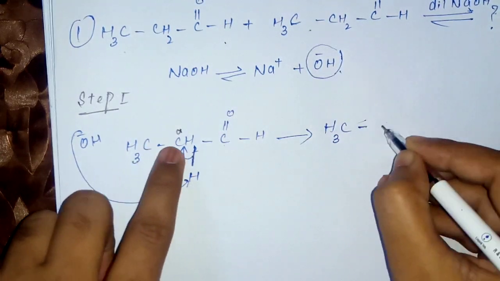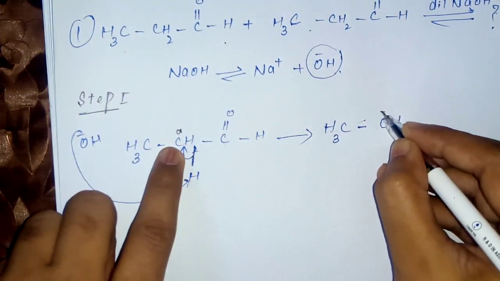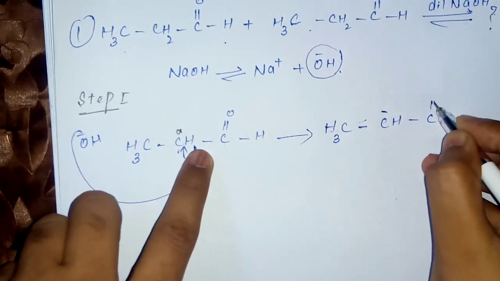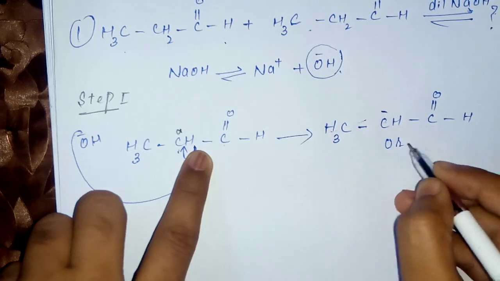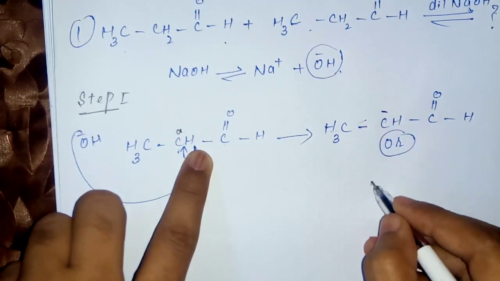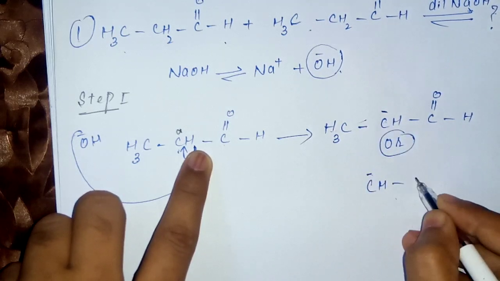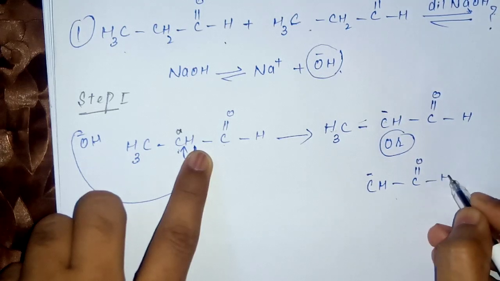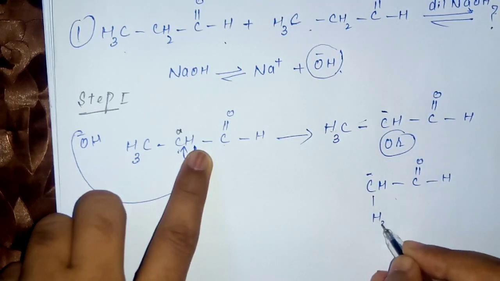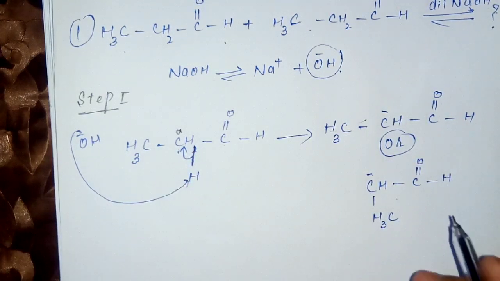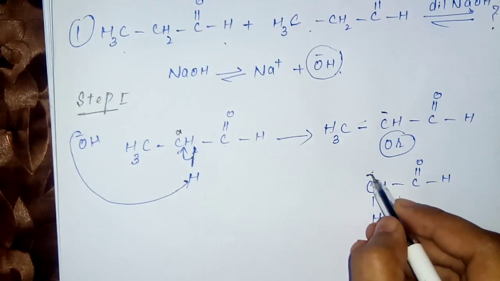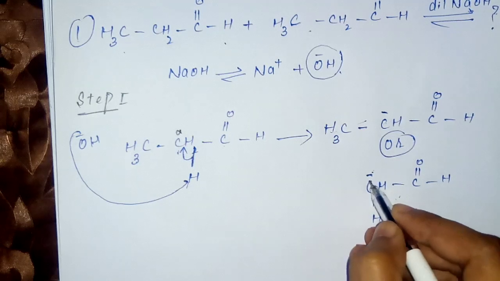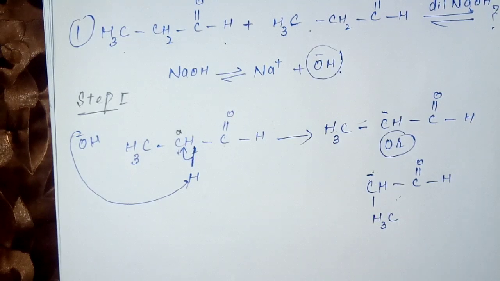H3C, this one, and CH negative, and this is called here. We can also write this example in this manner for the sake of ease. If we see this, this is called the carbon anion, CH negative. So what will happen in the next step? This is called step number 1.